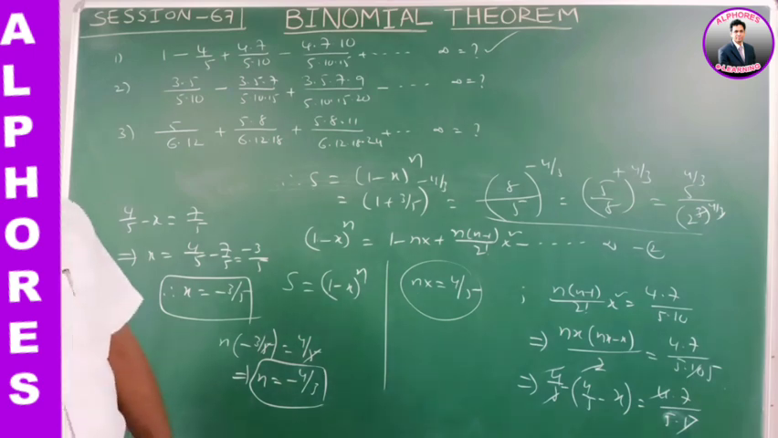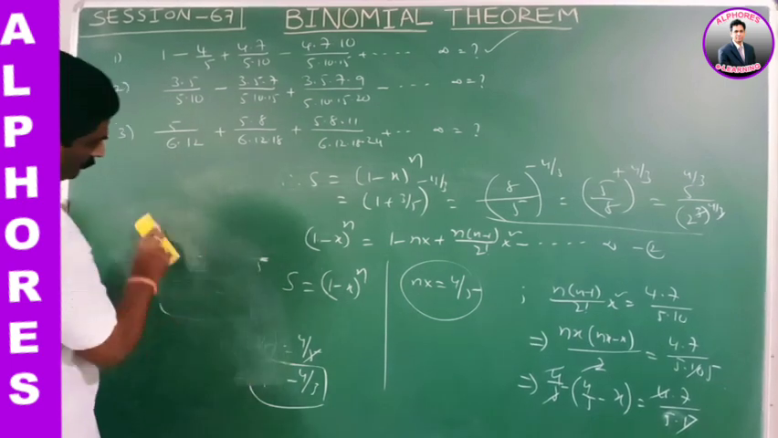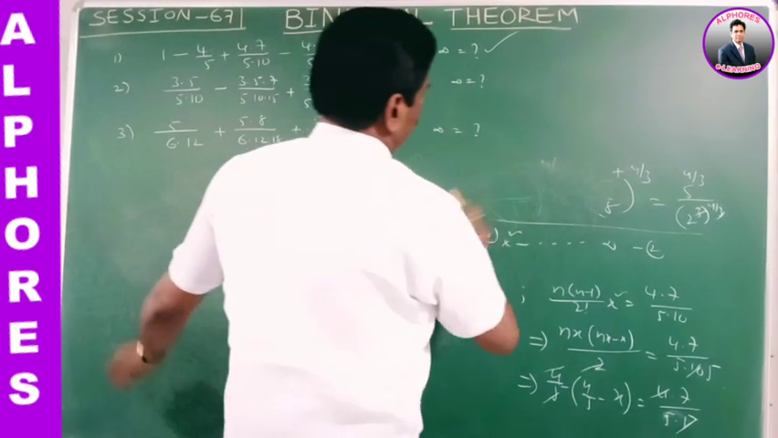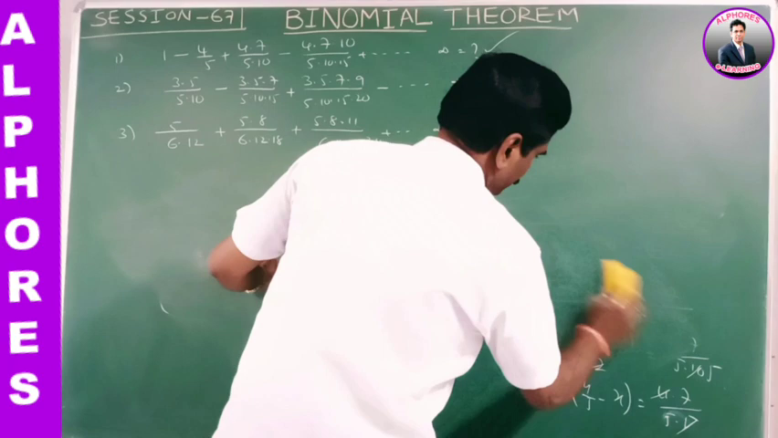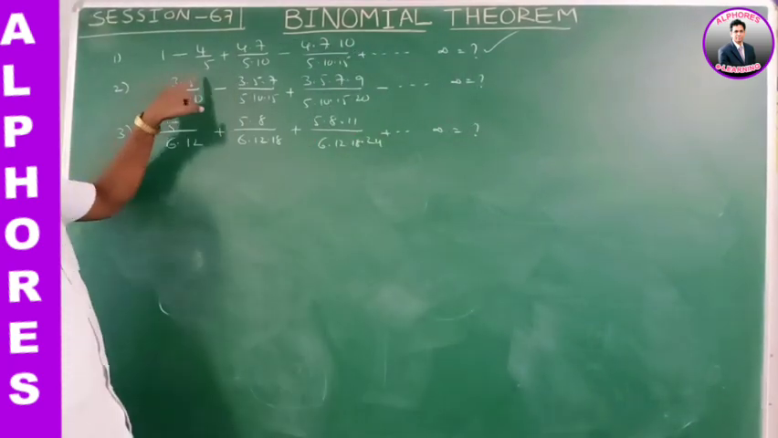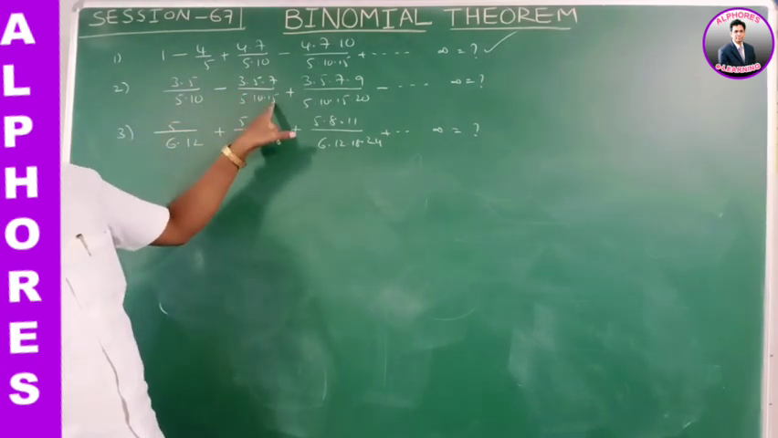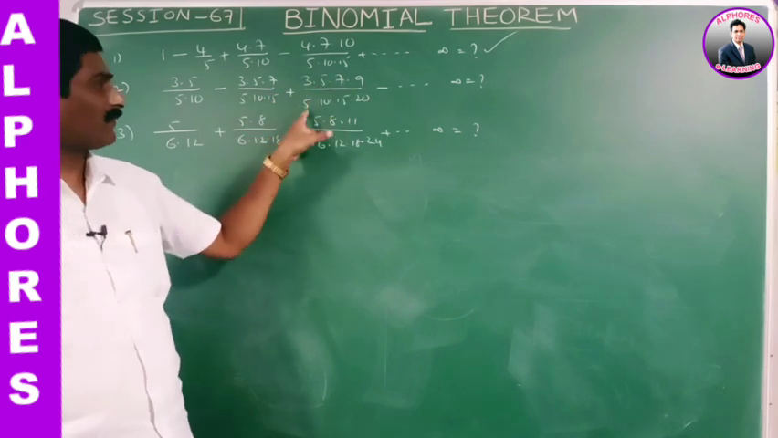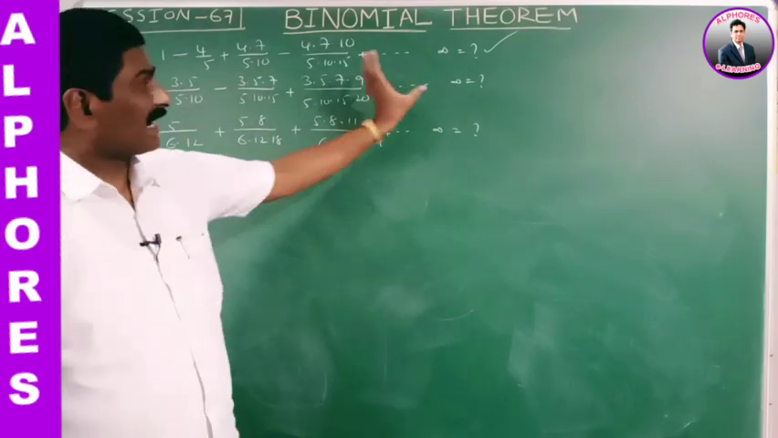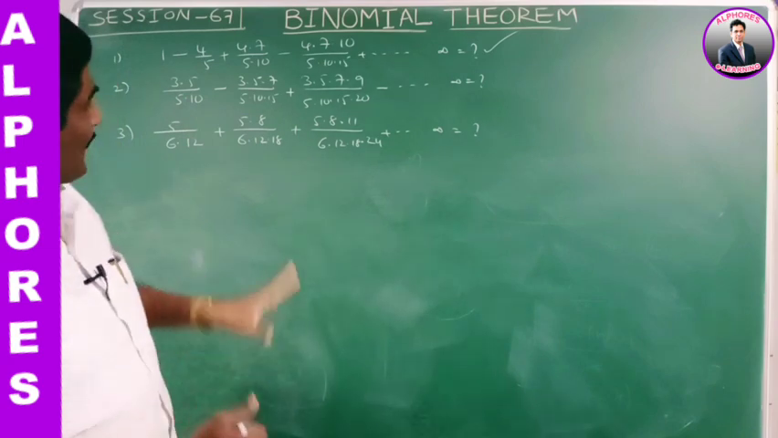Next, the second one. 3 into 5 by 5 into 10, minus 3 into 5 into 7 by 5 into 10 into 15, plus 3 into 5 into 7 into 9 by 5 into 10 into 15 into 20, minus, and so on to infinity. What is this value? It is a sequence and it contains infinite terms. Find the sum of the infinite sequence. Say this value is s.